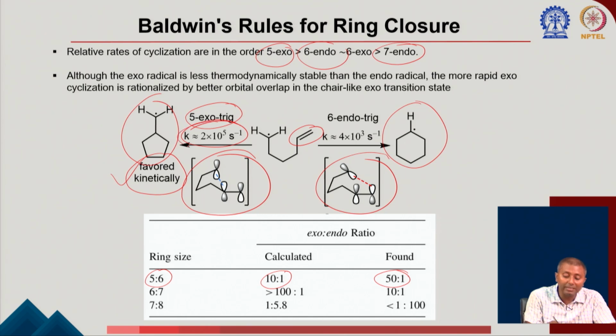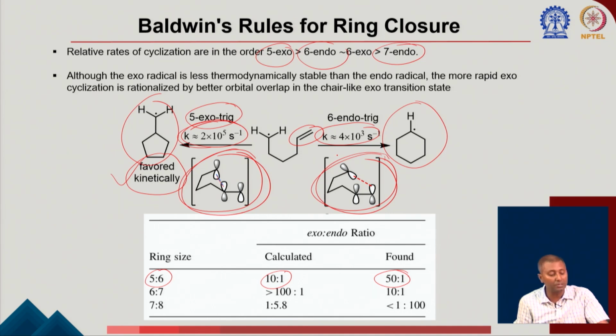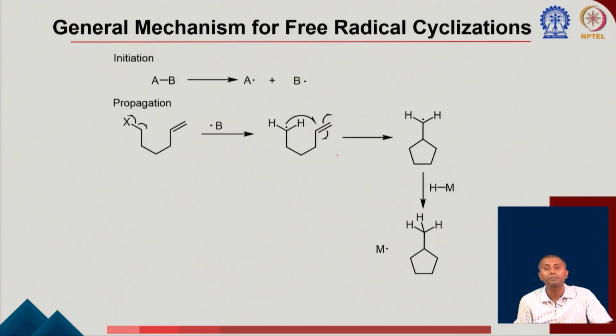Also you can see this rate is much higher compared to this one. So we can explain them from the corresponding chair-like exo transition state here. So what is happening? There is a better orbital overlap. Once we try to draw this chair-like exo transition state, there is a better overlap between these orbitals compared to the other transition state. So that is the main driving force for the corresponding exo-trig cyclization to happen.